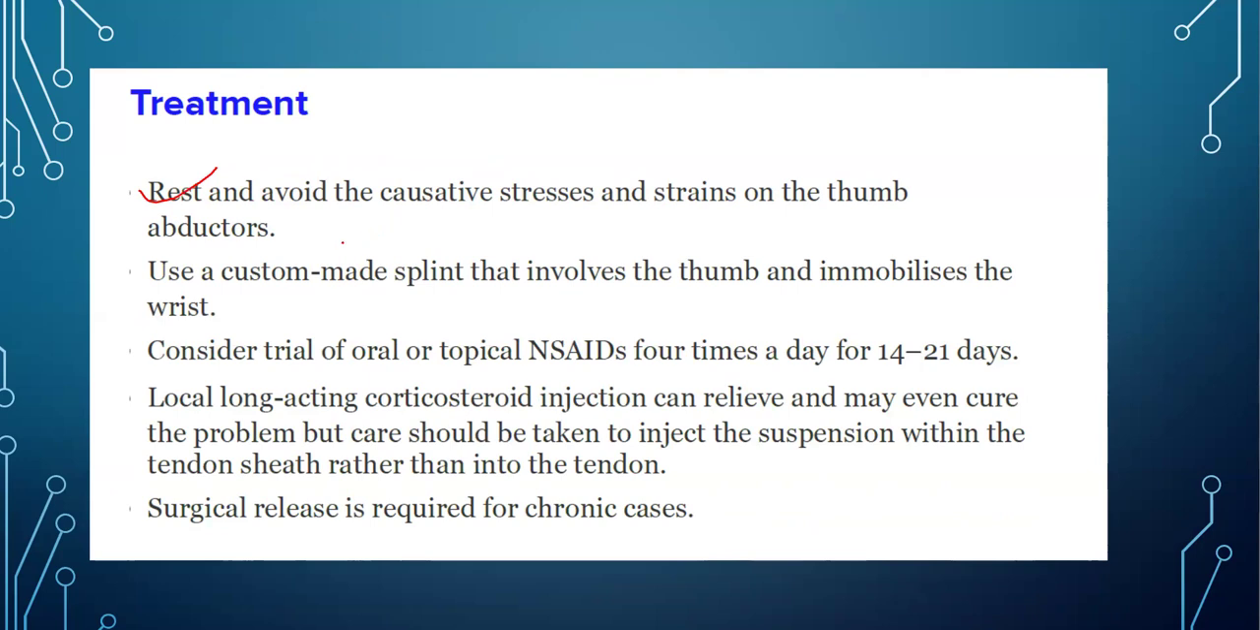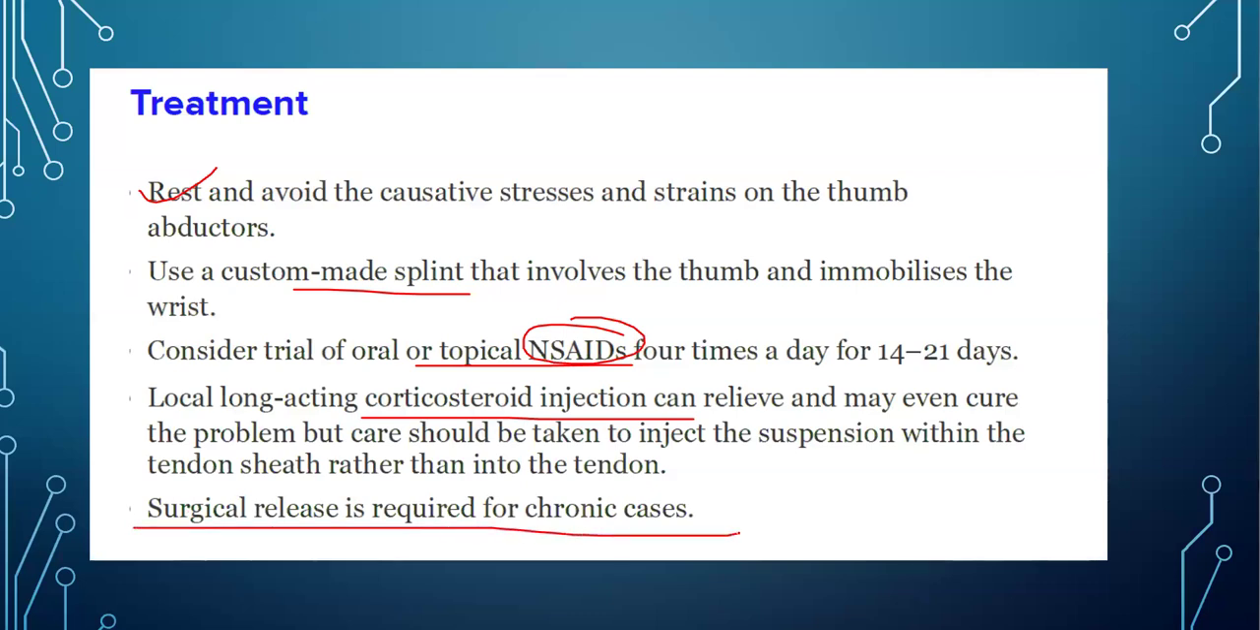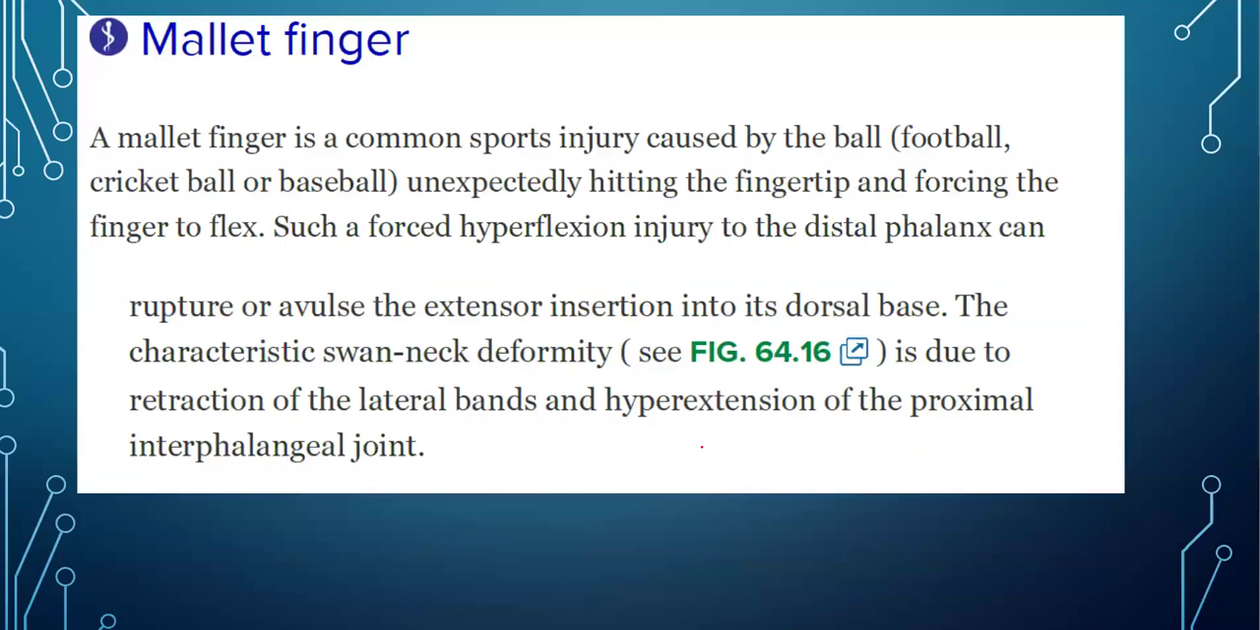So rest is the first thing. You can also put the patient in a custom-made splint, which will immobilize the thumb. A trial of NSAID for a few days. You can even give a steroid injection in this patient. Okay, and last of all, surgical release is the last option. So treatment is more or less the same in most of the cases, right?